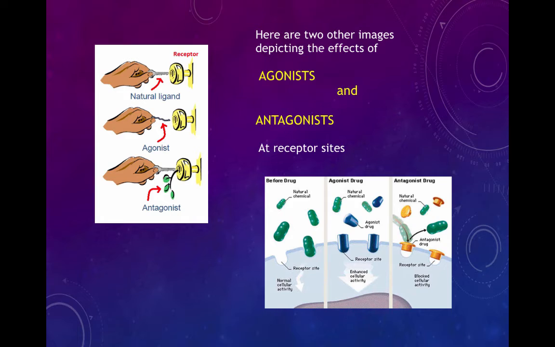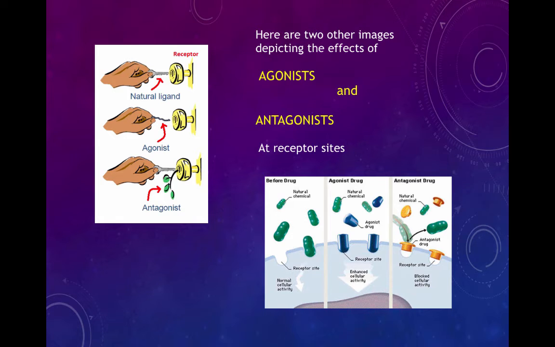If you look at the middle one where it says agonist drug, you have the natural chemical there, but you also have the agonist drug. So this is enhancing the cellular activity. It's turning it on and stimulating it to work further.